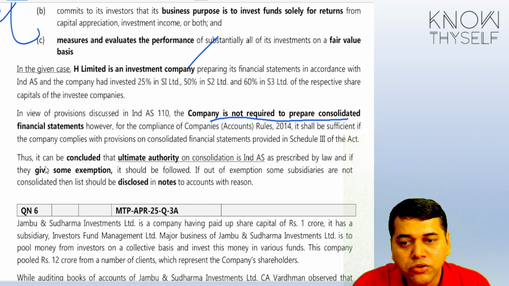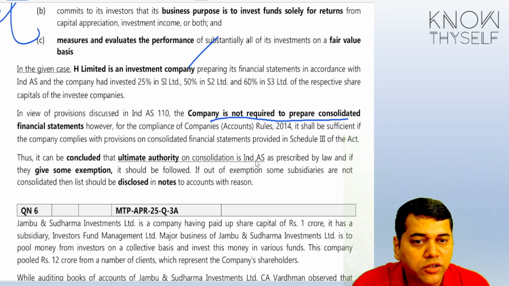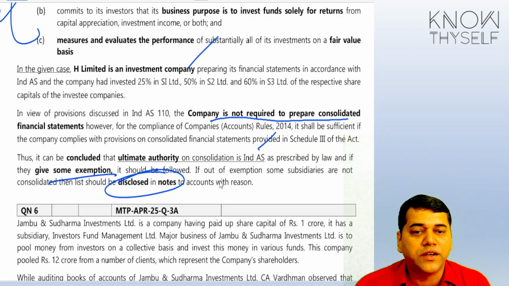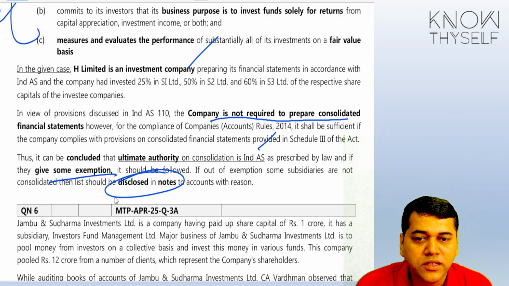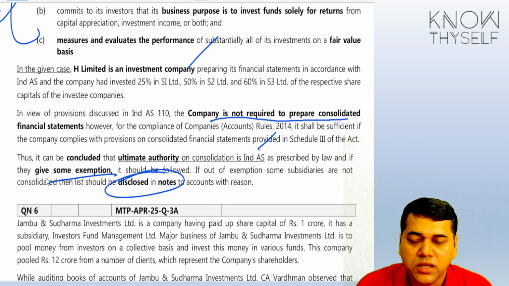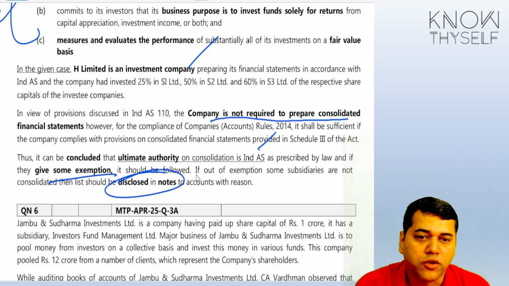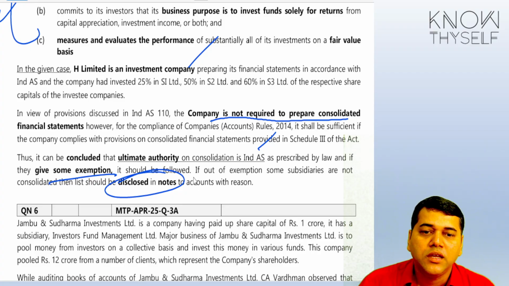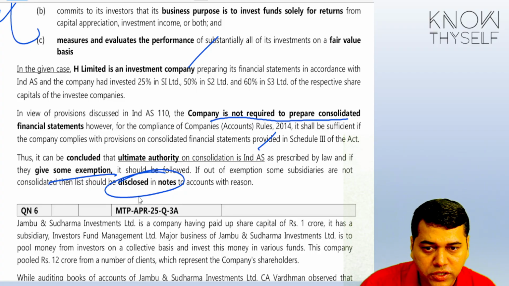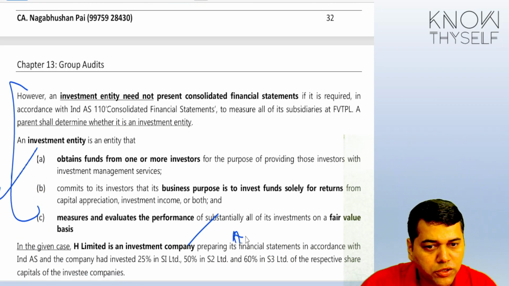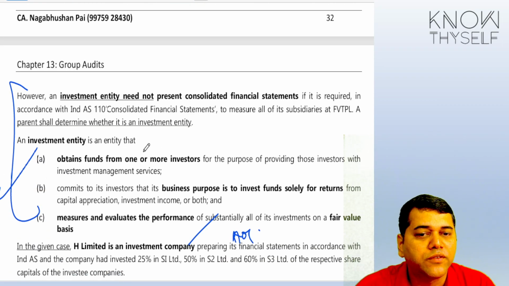So we can conclude that the ultimate authority on consolidation is Ind AS as prescribed by law. If it gives some exemptions, then you have to give the disclosure in the notes to accounts. If out of exemption some subsidiaries are not consolidated, then the list should be disclosed in the notes to accounts. If they give some exemption, it should be followed. That means you should exclude it. You should disclose it as told in form number AOC-1. You have to give that AOC-1 disclosure. You can exclude it from the consolidated financials.